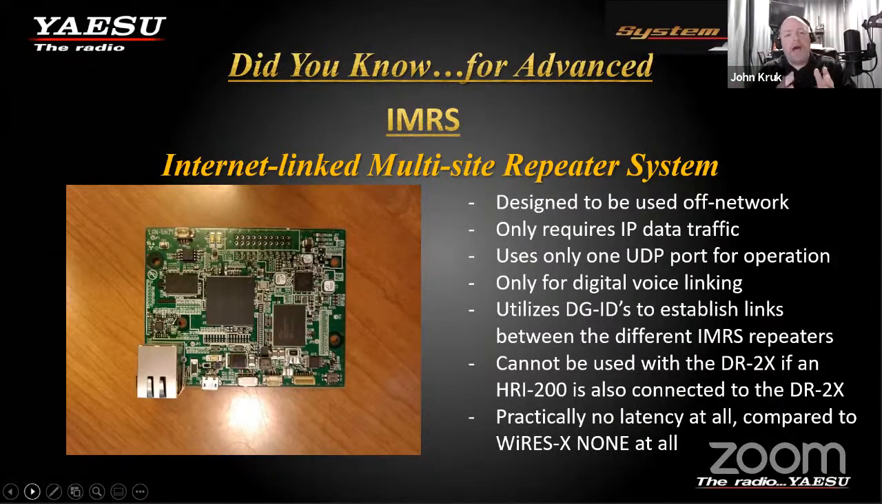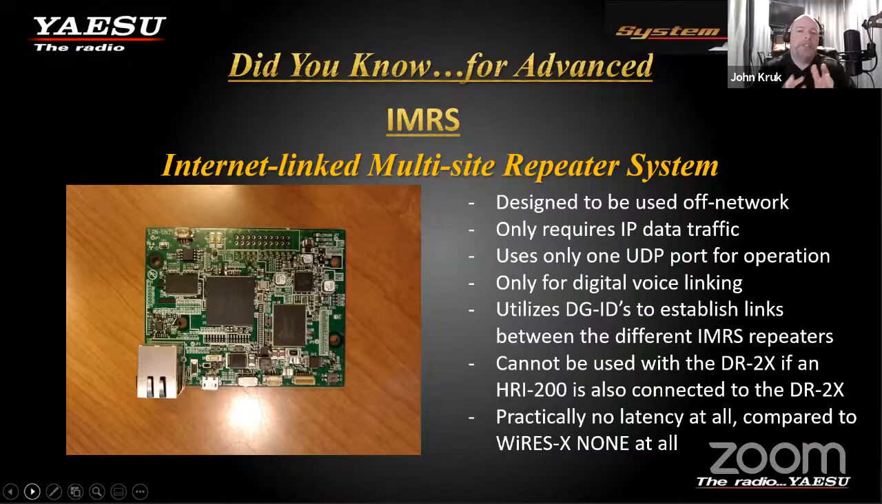All right. Now what ended up happening is people said, I don't have the internet. I just want to be able to link my VHF to VHF or VHF to UHF, whatever the combo is, in true digital voice format. Both repeaters are in digital, I want to link them together. What can I do? Well, that's where IMRS comes into play. Like I said, it stands for internet linked multi-site repeater system.